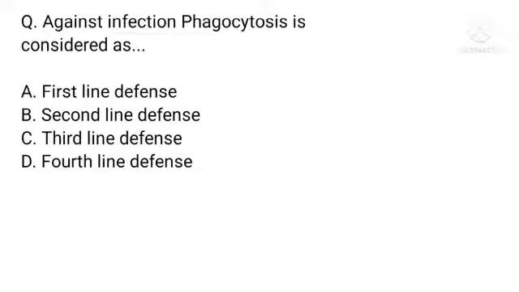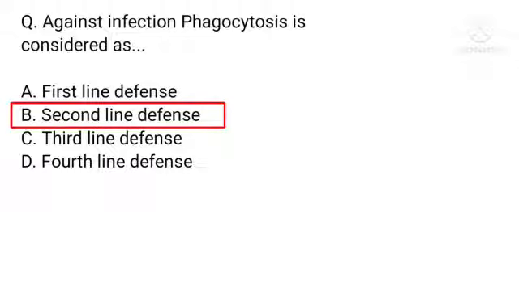Against infection, phagocytosis is considered as: A. First line defense, B. Second line defense, C. Third line defense, D. Fourth line defense. And the right answer is B.